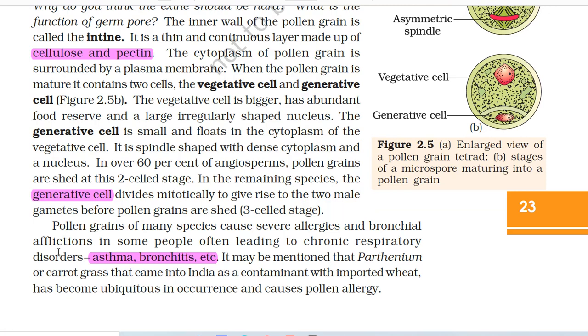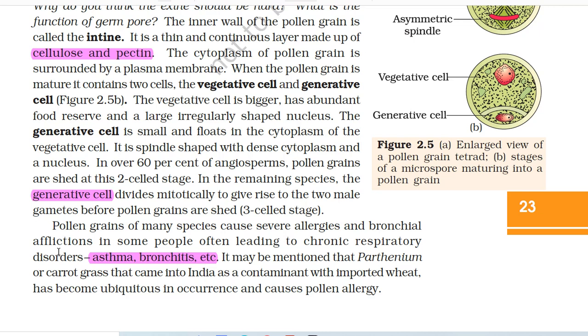The inner wall of the pollen grain is called the intine. It is a thin and continuous layer made up of cellulose and pectin. The cytoplasm of pollen grain is surrounded by a plasma membrane. When the pollen grain is mature, it contains two cells, the vegetative cell and generative cell. The vegetative cell is bigger, has abundant food reserve, and a large irregularly shaped nucleus. The generative cell is small and floats in the cytoplasm of the vegetative cell. It is spindle shaped with dense cytoplasm and a nucleus.